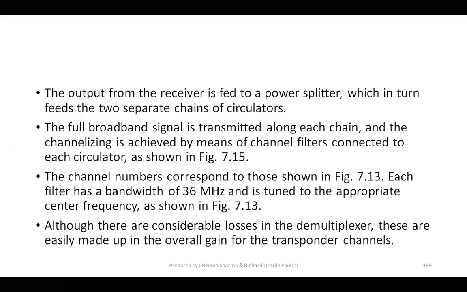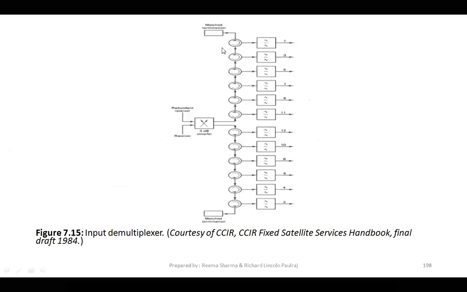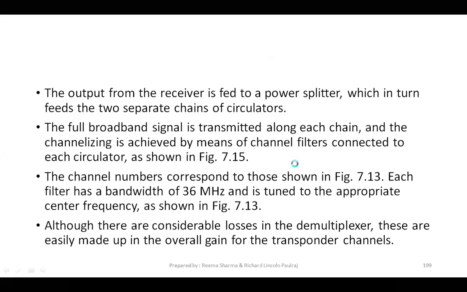Okay. And although there are considerable losses in the demultiplexer, they are easily made up in the overall gain for the transponder channels. So these are made up in such a way that it is able to take up a bandwidth of about 36, and due to this odd-even concept, we can even have better noise cancellation.